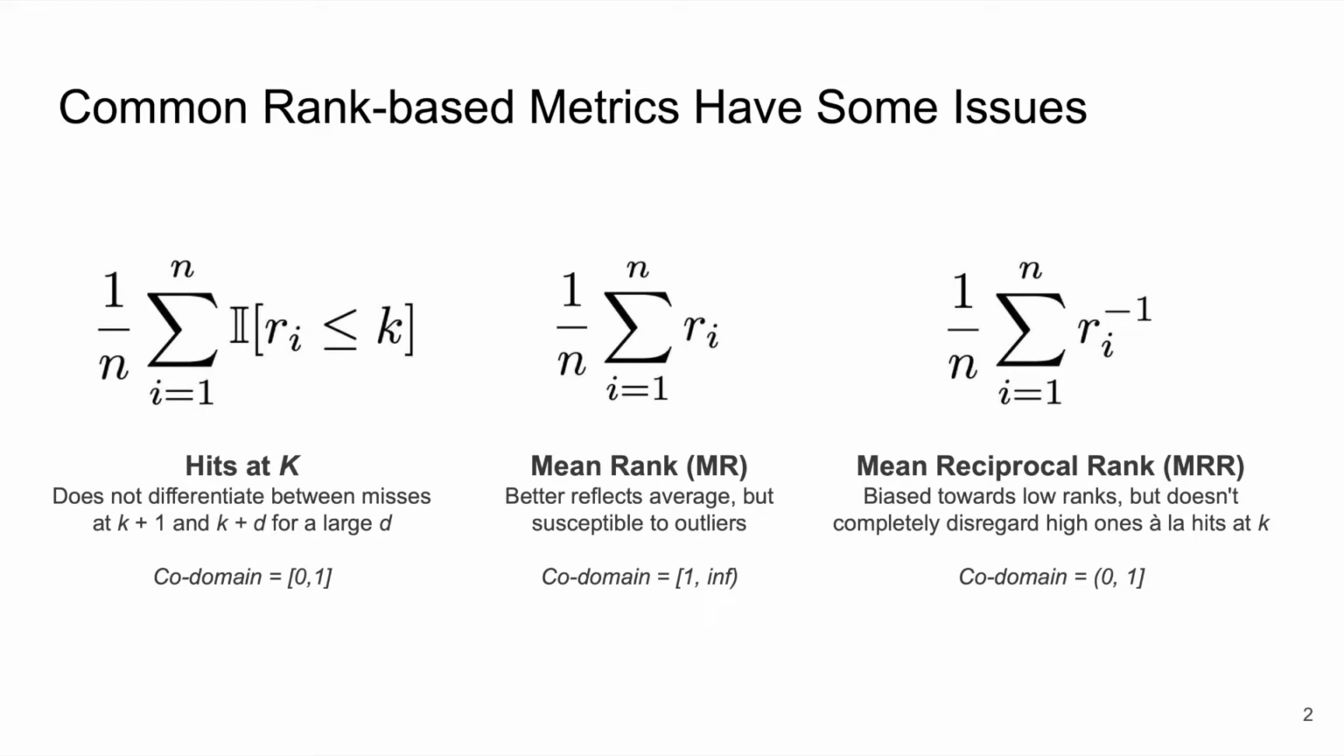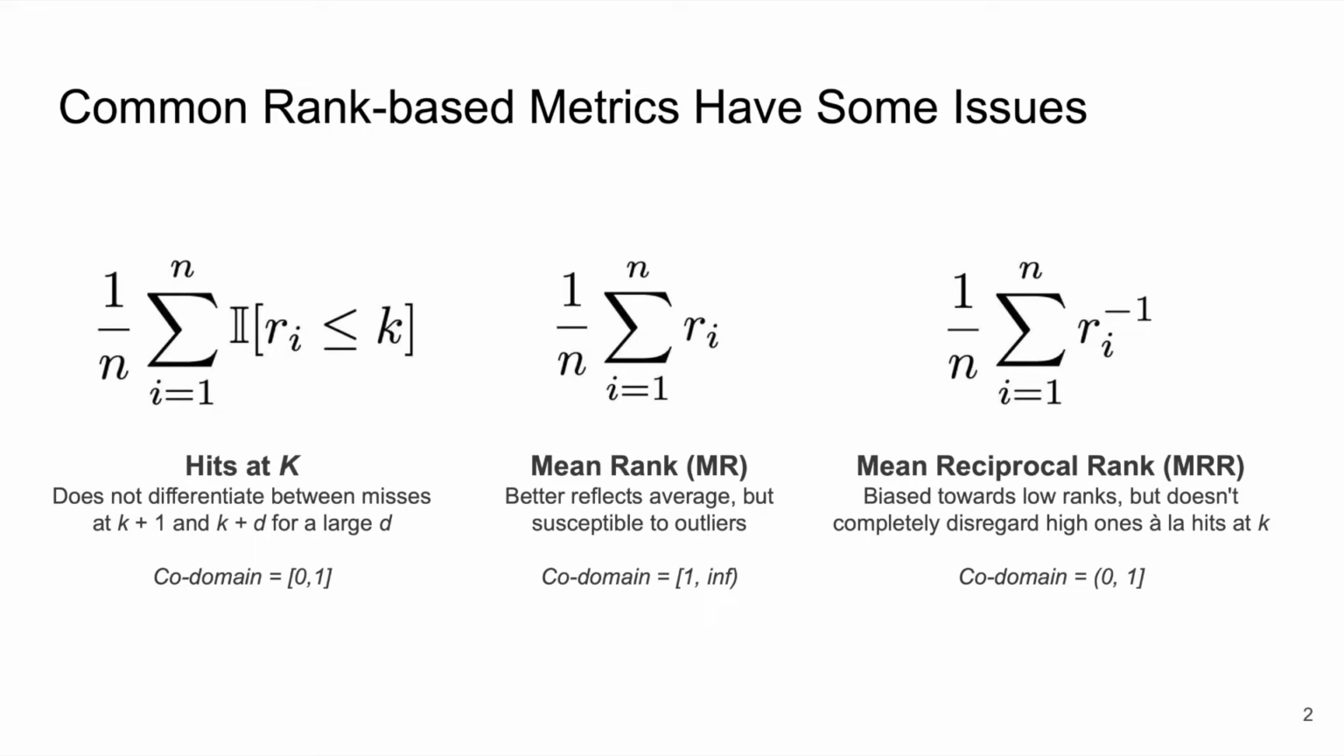The hits at k is the average number of ranks that are lower than k, which is useful in situations like showing the top k results of a search. However, hits at k doesn't differentiate between close misses and far misses. The mean rank is defined as the average rank, which better reflects the full distribution of ranks, but is biased towards larger ranks and susceptible to outliers.